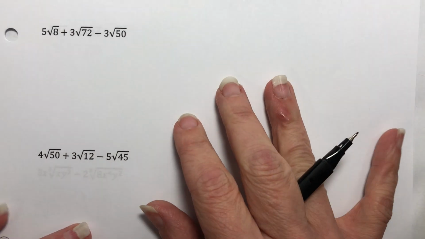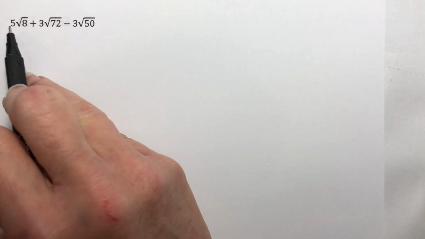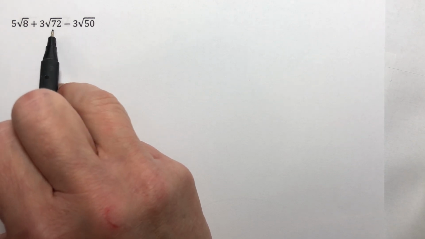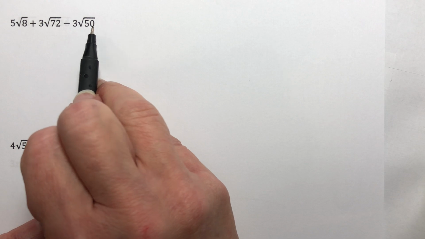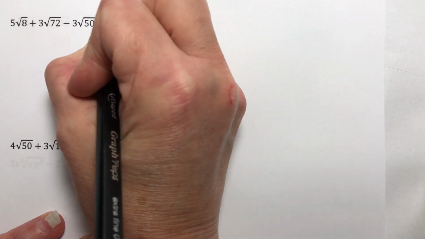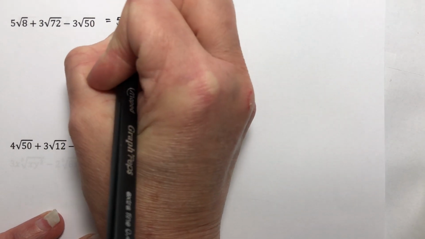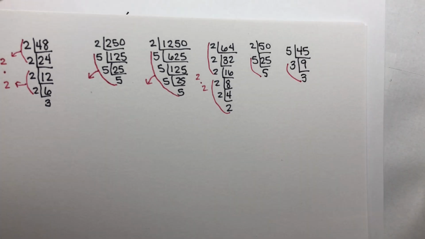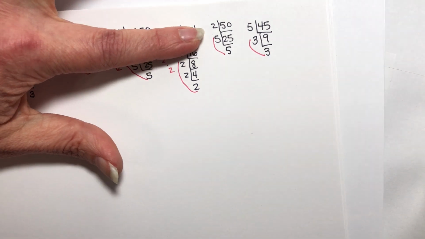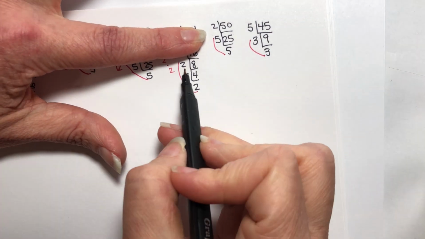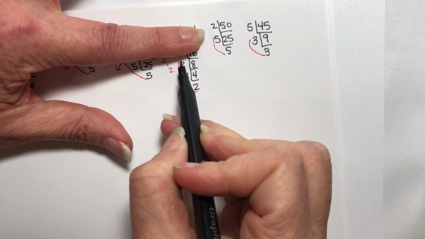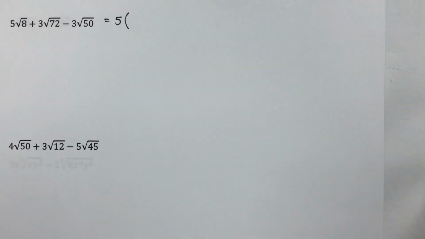All right, so let's go on. Let's simplify, or let's add 5 times the square root of 8 plus 3 times the square root of 72 minus 3 times the square root of 50. So this is going to be 5 times the square root of 8. I have 8 right in here. It's a square root, so I'm looking for 2 of a kind. So I'm going to have a 2 and then a leftover 2. So this is 2 times the square root of 2.